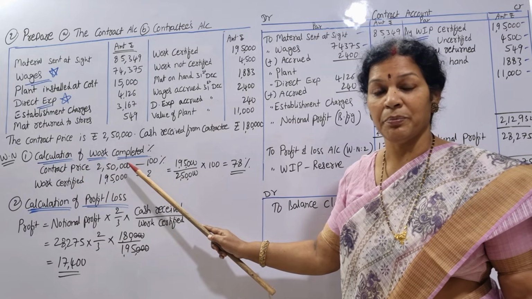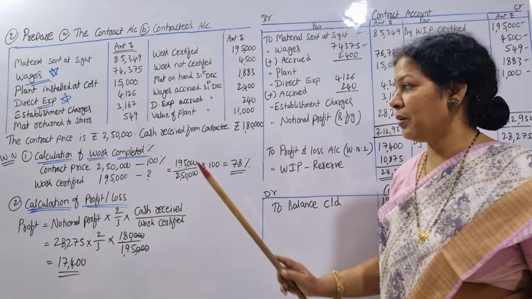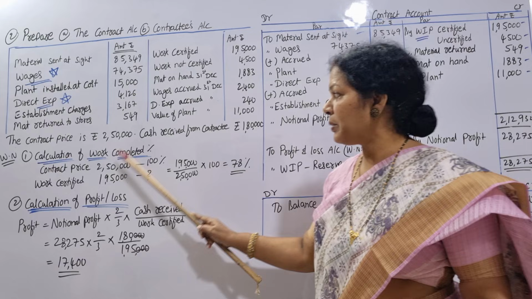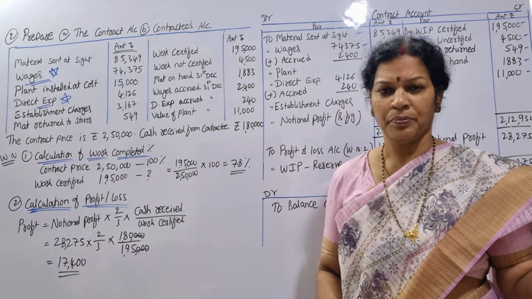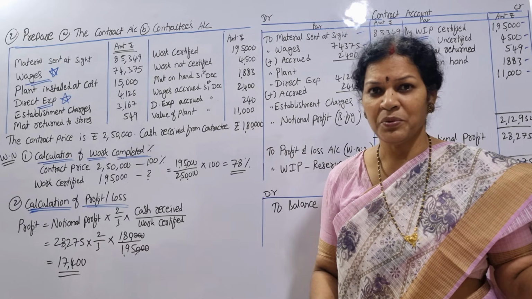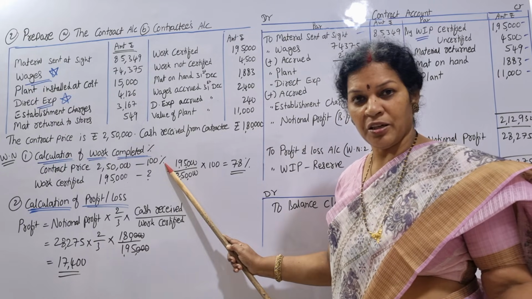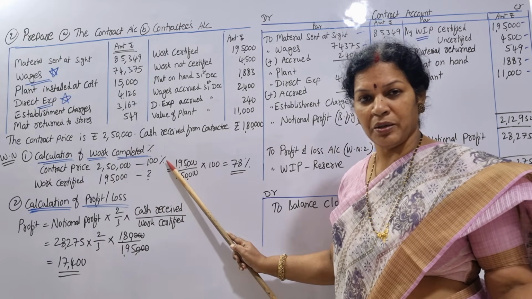Calculation of work completed in percentage. How do you get that? There is a formula. Please remember that the contract price is here, 2,50,000. Always you will get the contract price. Contract price means 100% work, right? So this is 100%, 2,50,000 into 100%.